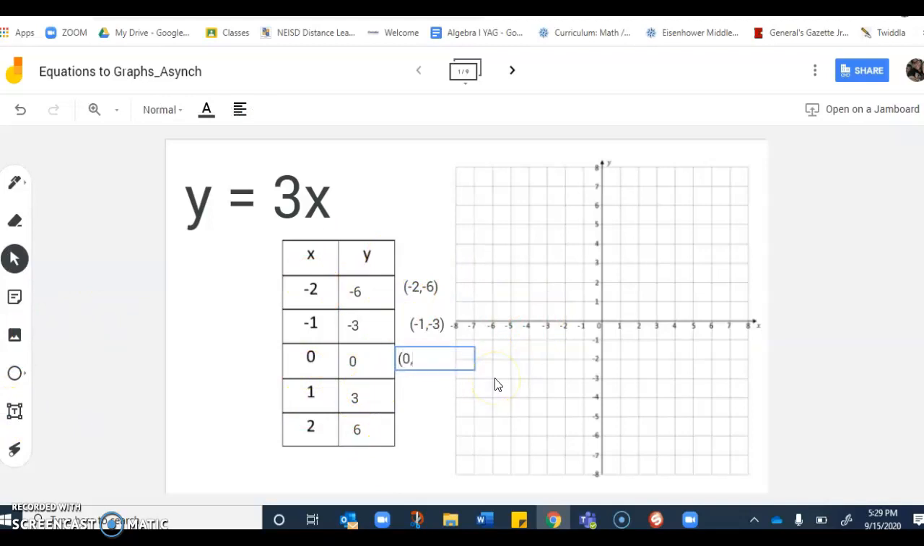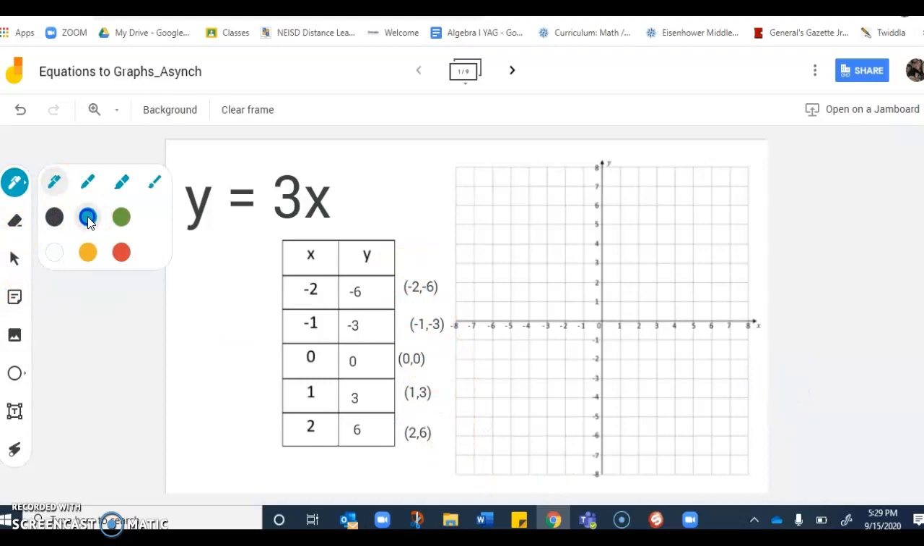Okay, so once I have my table filled out, I can go write my coordinates, right? So 0, 0. 1, 3, 2, 6. Okay, so once we have our ordered pairs, we can go plot them on our graph. Okay, so negative 2, negative 6. That's where we estimated in our sketch, right? Negative 1, negative 3. 0, 0. 1, 3. 2, 6.